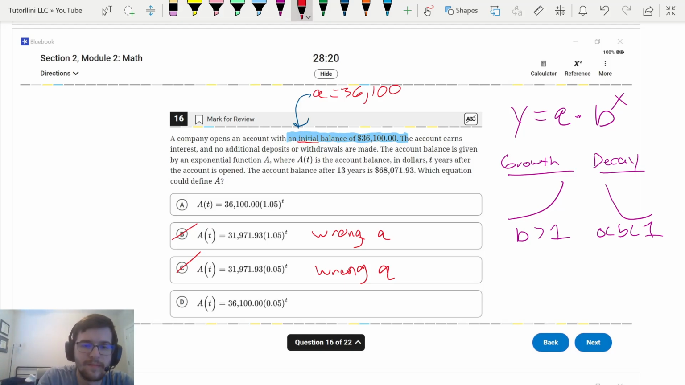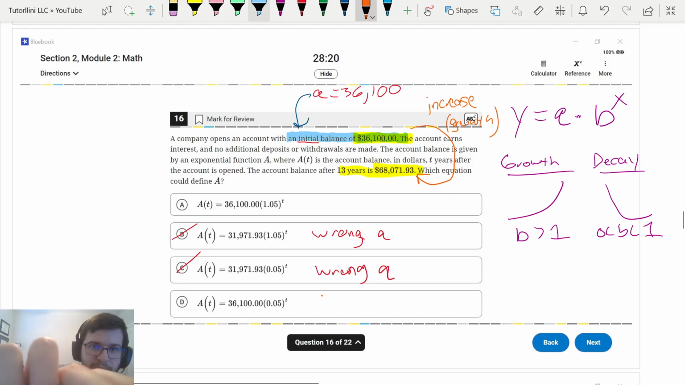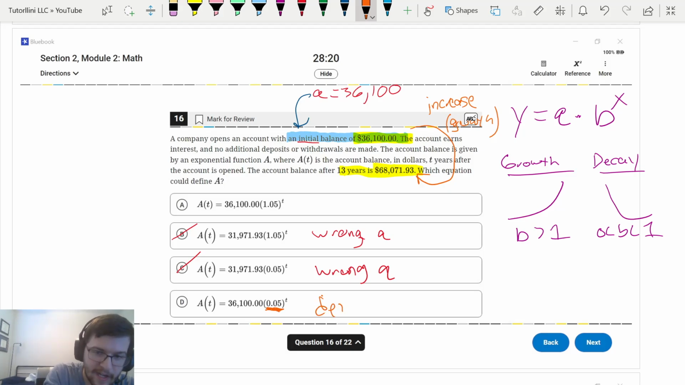So, do you see how if you look at these two values, 36,100, and then it says later, I want you to notice that these guys got bigger, so it's an increase. You see how it got bigger? It went up. So that means it's growth. So you don't have to do any calculation. You can just recognize that this one, D has a B between 0 and 1, so that means it's decay, so it's decreasing. So this one is wrong. So it must be A.